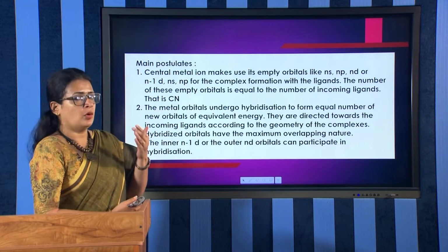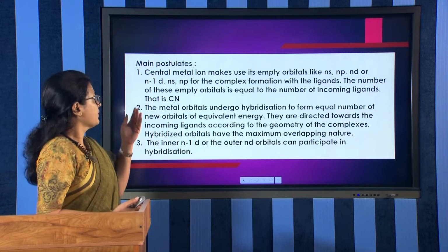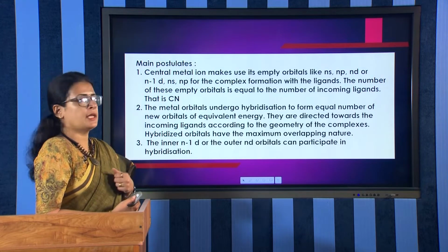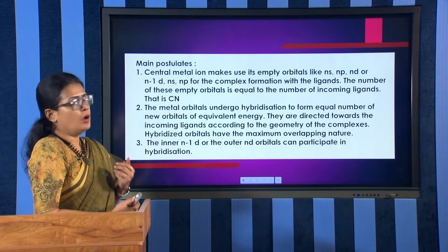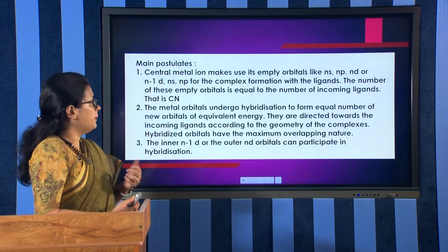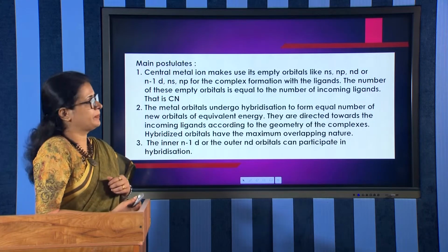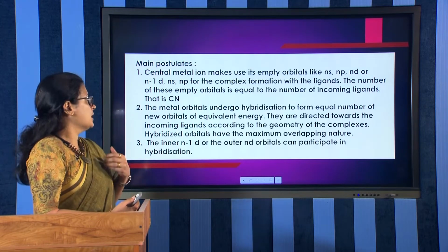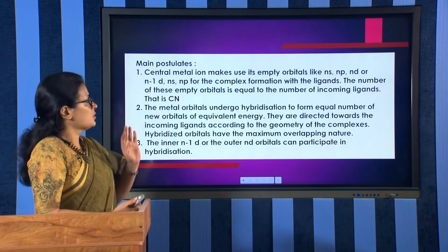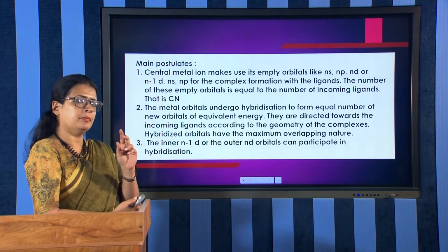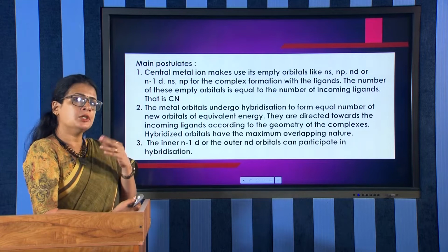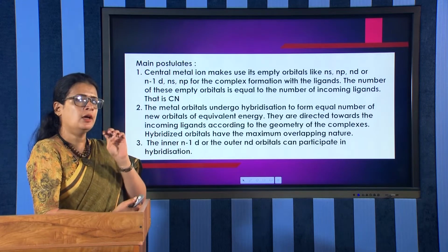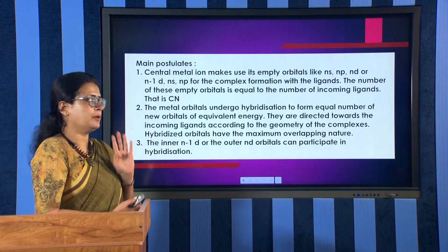Now we have different postulates for this valence bond theory. Number one is that the central metal ion makes use of its empty orbitals like ns, np, nd or (n-1)d, ns, np for the complex formation with the ligands. The number of these empty orbitals is equal to the number of incoming ligands, that is the coordination number. So, the first postulate is that the central metal atom uses its empty orbitals. It may be ns, np, nd, or (n-1)d, ns, np.